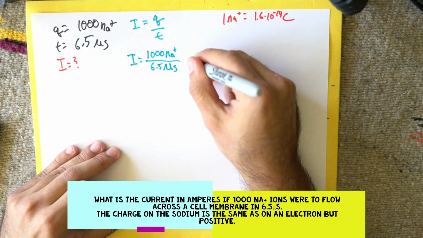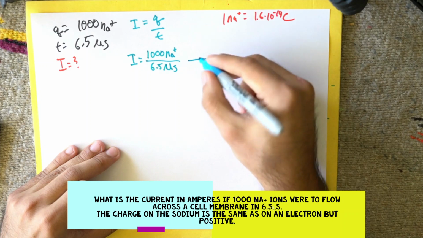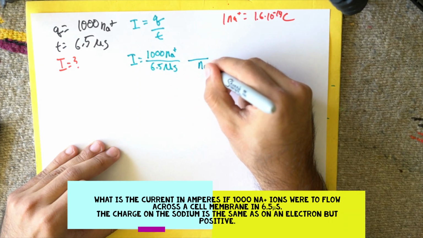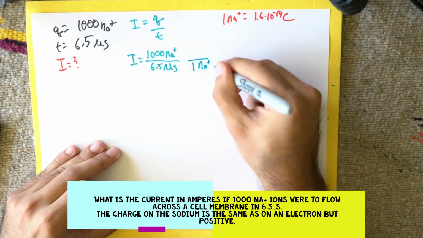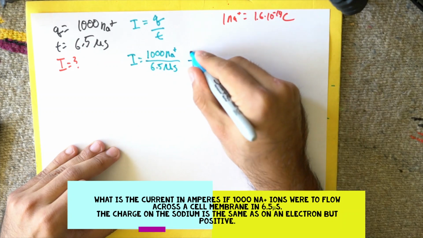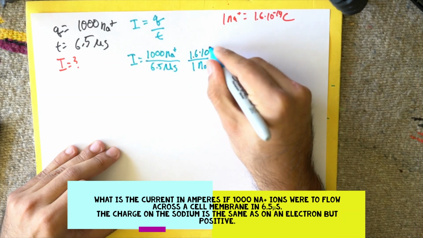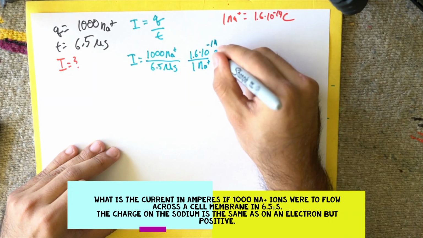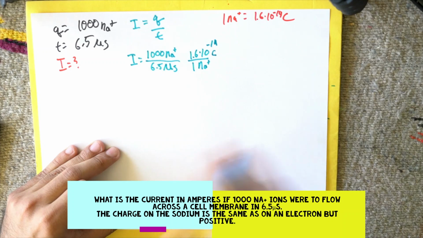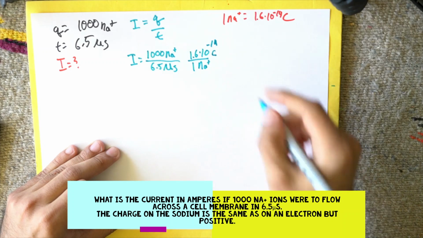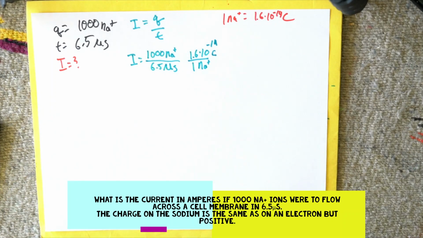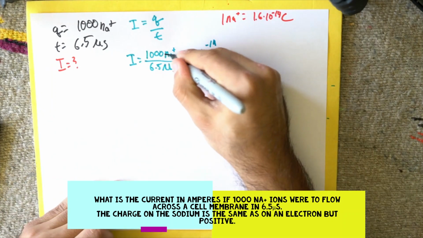Here, let's get rid of the charge first. I want to get rid of this, so I'm going to put this down here. I know that one sodium ion is this value, 1.6 times 10 to the negative 19. Please be careful when you put this in your calculator. Make sure you use the correct parentheses. And then that's gone. Let me write that out.